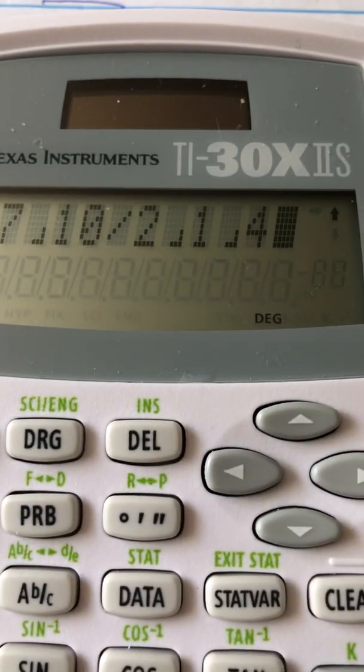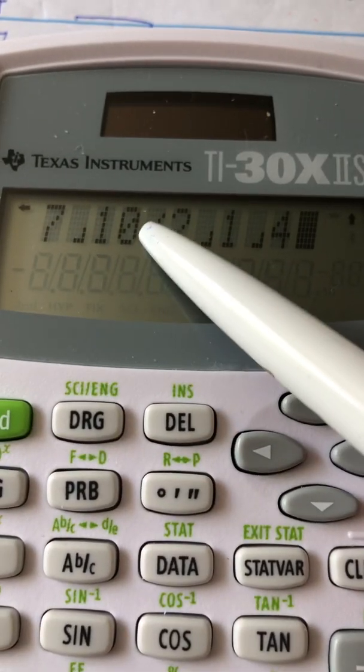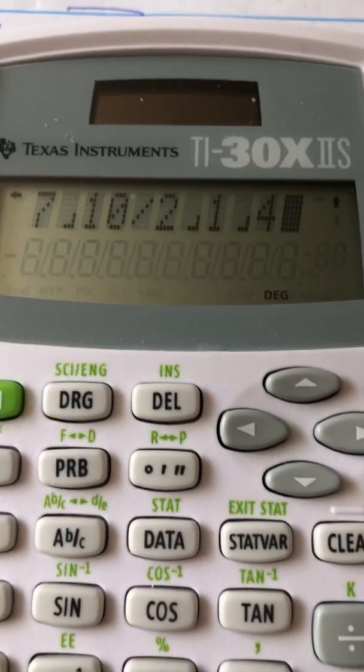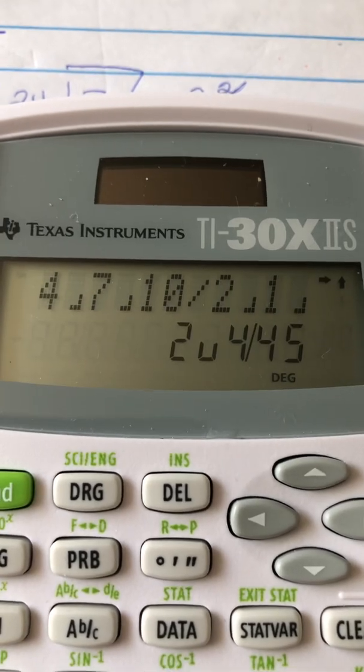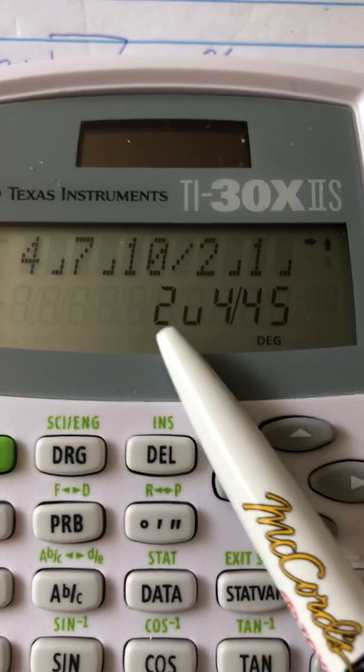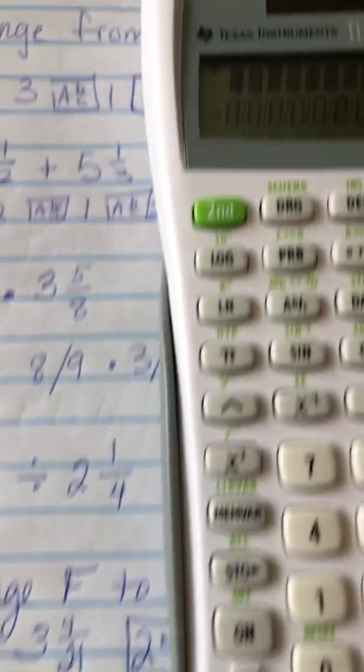There it is. Look how the division symbol is a fraction line, because fractions are division. That's really what they are. So I'm just going to hit enter, and there it is. It did all of that work, and it's 2 4/45.